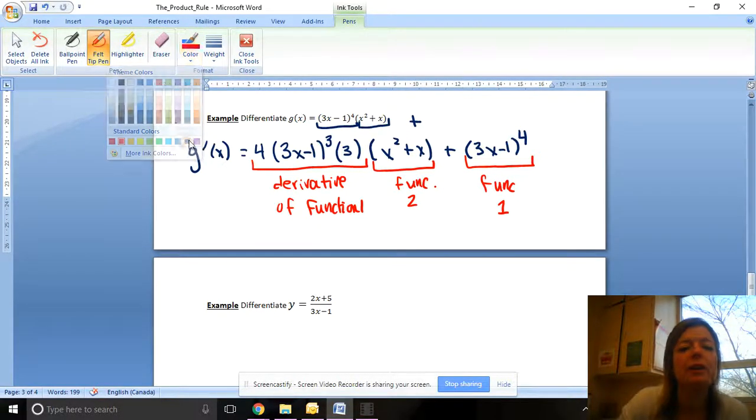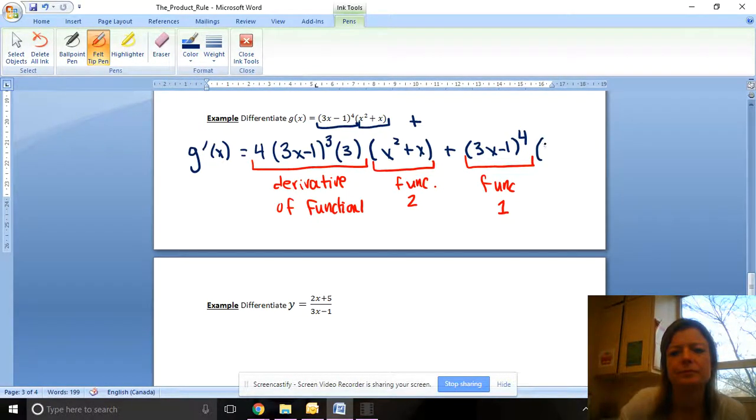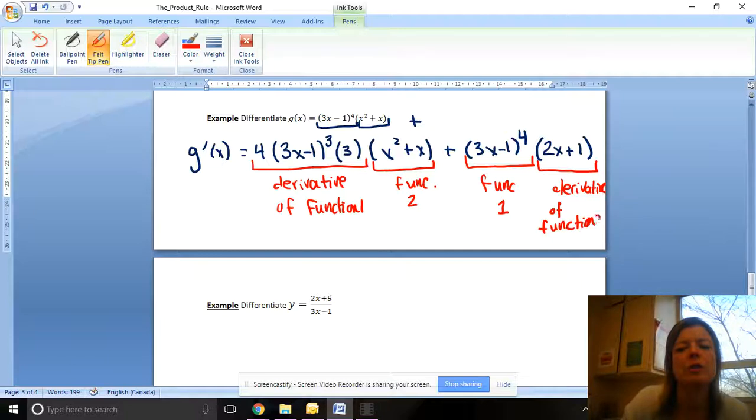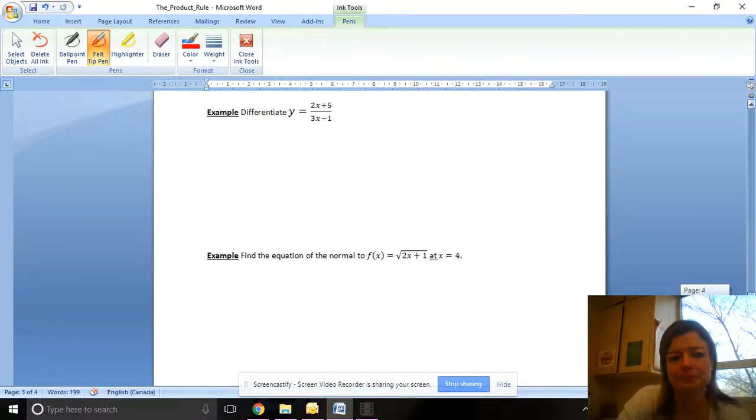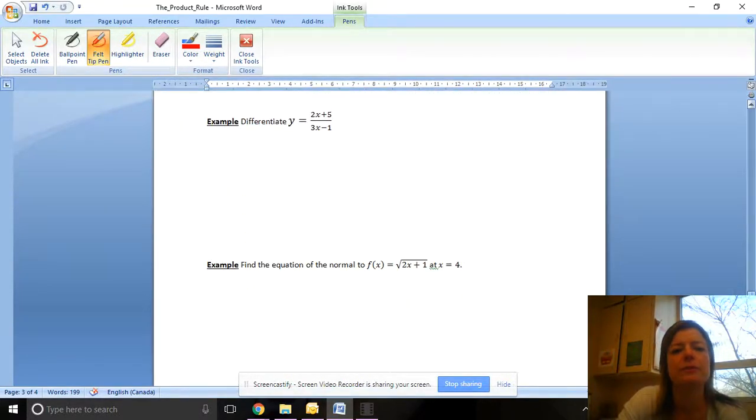Times the derivative of function 2. So first and foremost, we think about this as a function times a function, but then when we take the derivative of this special type of function, we have to remember the rules that go along with it. I have 2 more examples, and they just show little tricks that we still have with what we learned, and then there's a couple practice questions for you there.